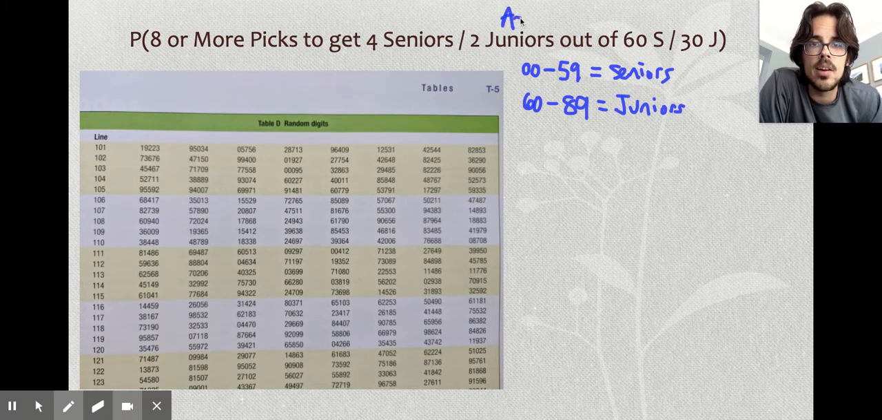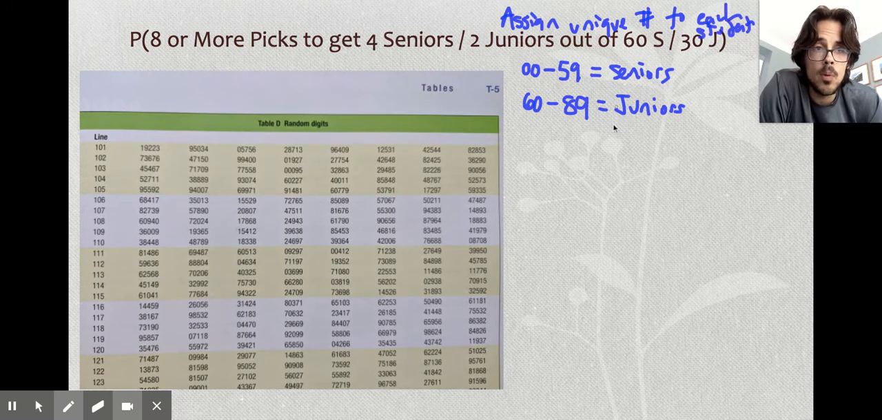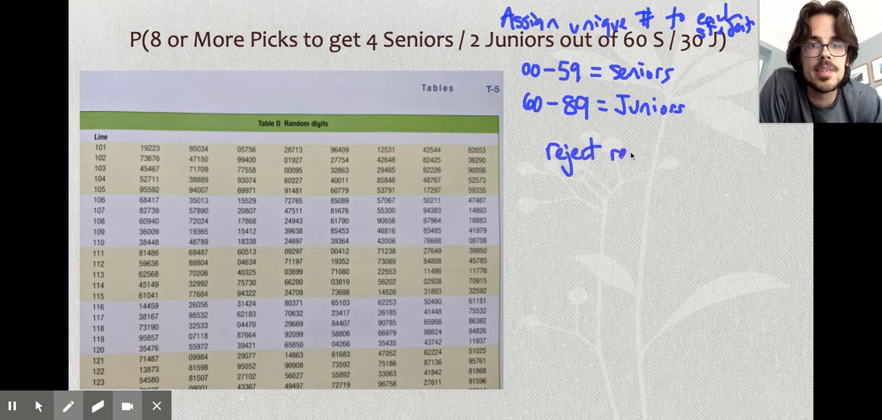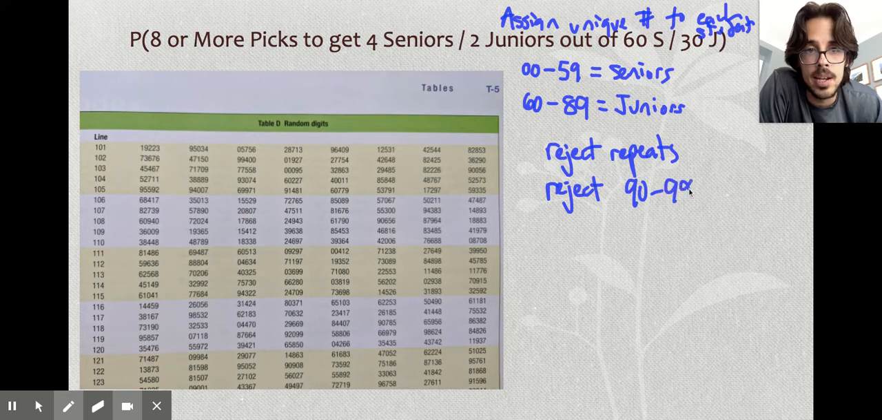So if I was writing this out, I would say assign a unique number to each student, and I've got my labels right here. Now in this problem, do I want repeats? I do not, because that would be picking the same person twice for my committee. So I would need to make sure that I reject repeats. And I also need to make sure that I reject the numbers 90 through 99. Those don't correspond to an individual.